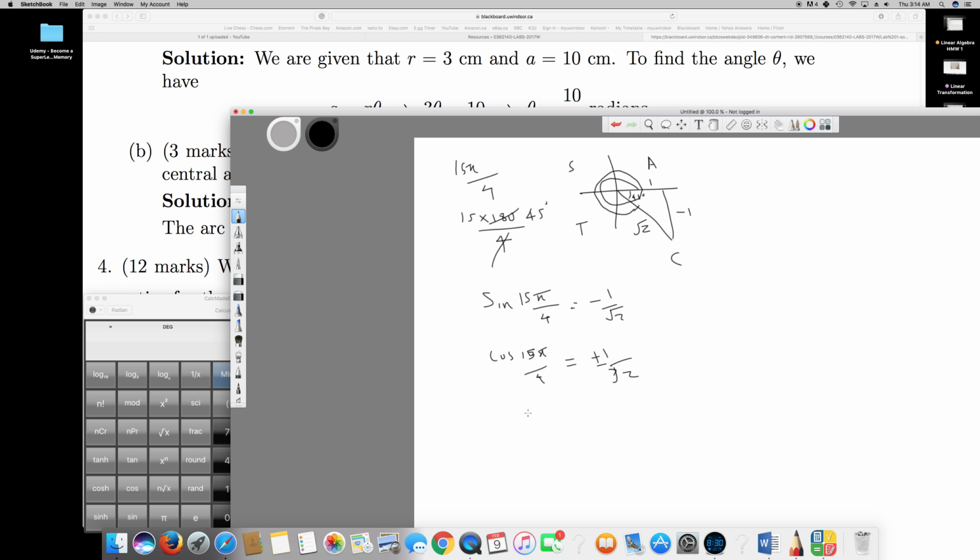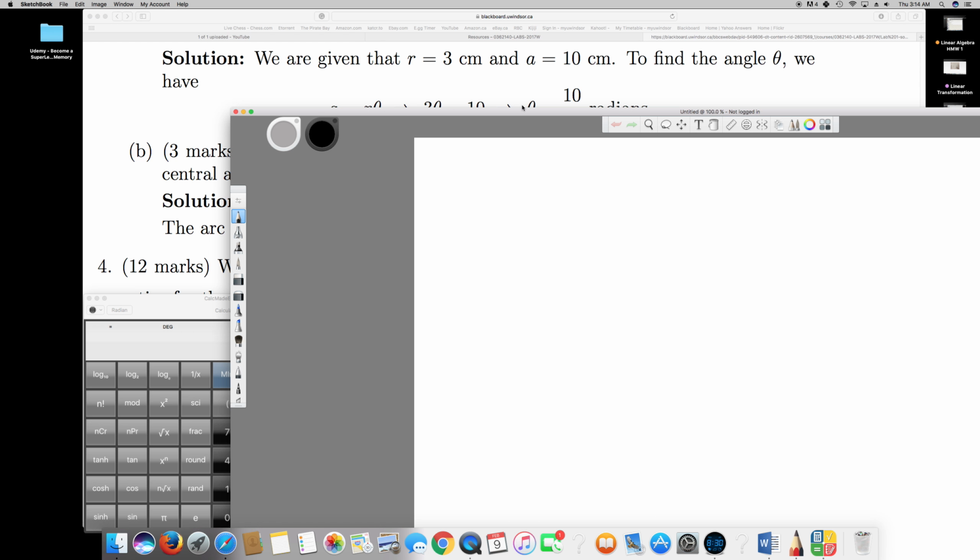Tan is going to be equal to negative 1, and sec is going to be the reciprocal of cos, so root 2, and cosec is going to be the reciprocal of sine, so negative root 2, and cot is going to be the reciprocal of tan, which is negative 1. So we have found all the variables. Now let's see the next one.